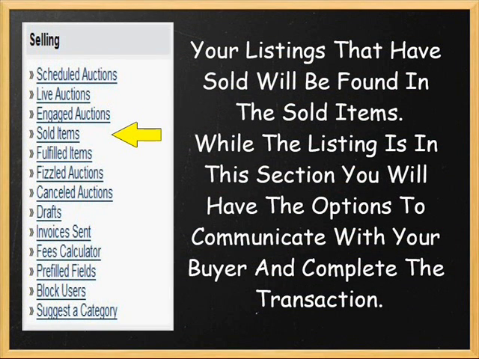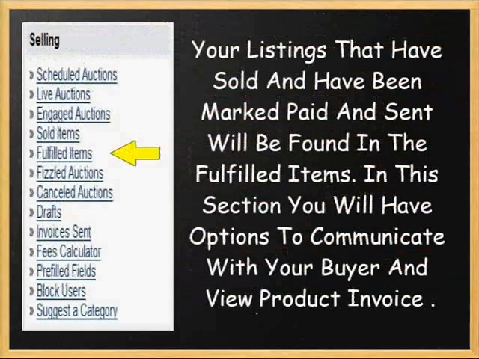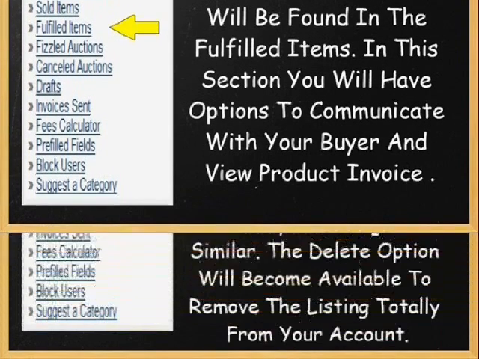Your listings that have sold will be found in the sold items. While the listing is in this section, you will have the options to communicate with your buyer and complete the transaction. Your listings that have sold and have been marked paid and sent will be found in the fulfilled items. In this section, you will have options to communicate with your buyer and view product invoice.